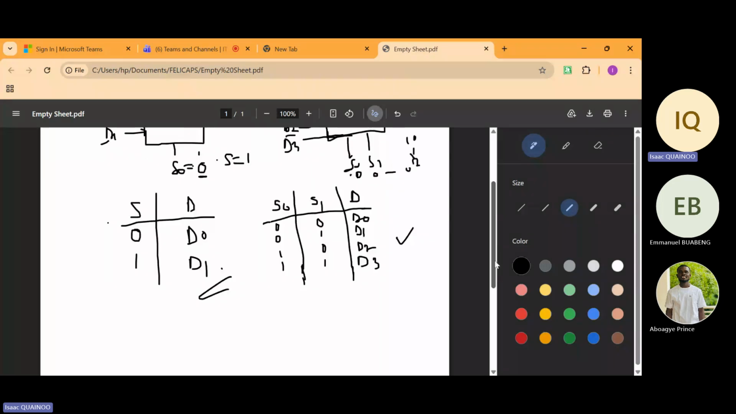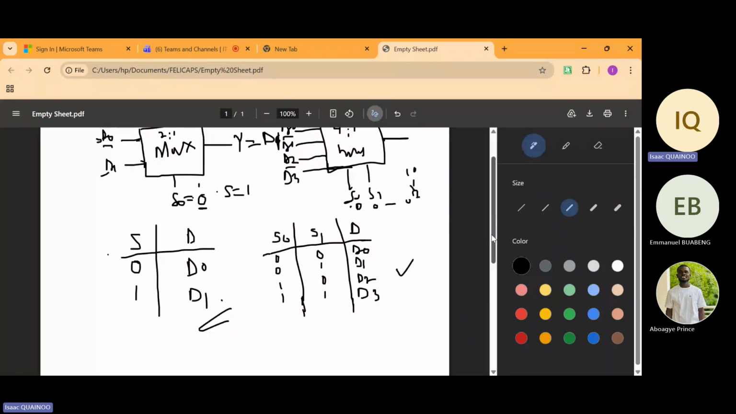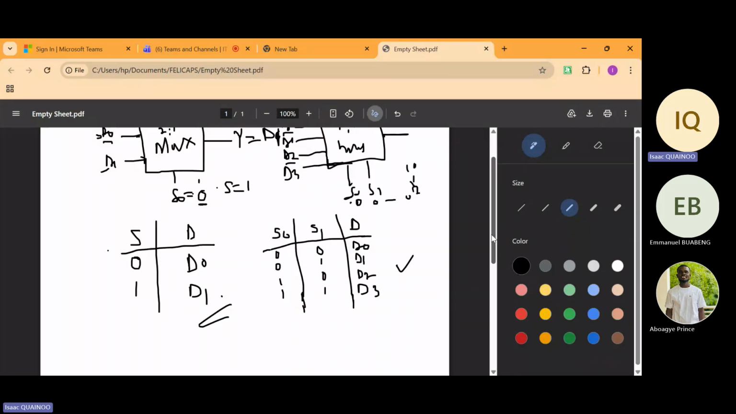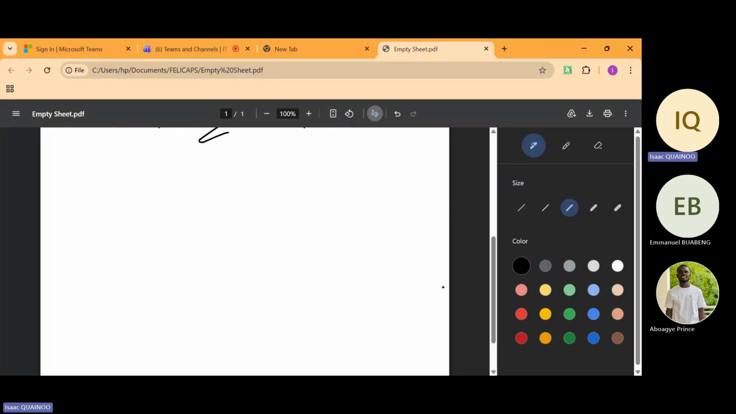Okay. So let's take one last illustration, for, let's say, an 8:1 mux, and then we can close the class. So let's take the 8:1 mux. This is quite more serious than the previous example, but let's try that and see.